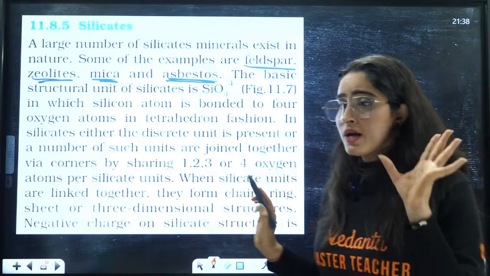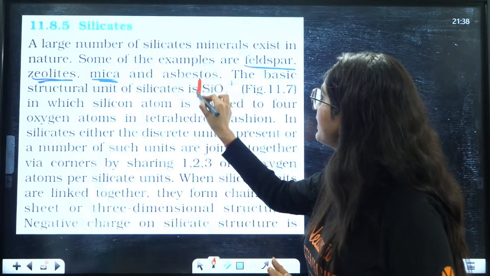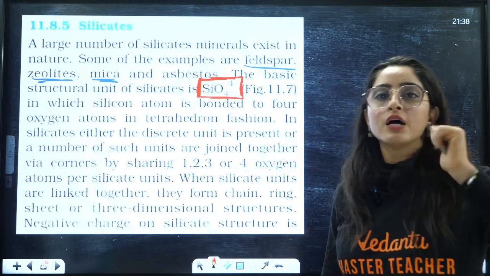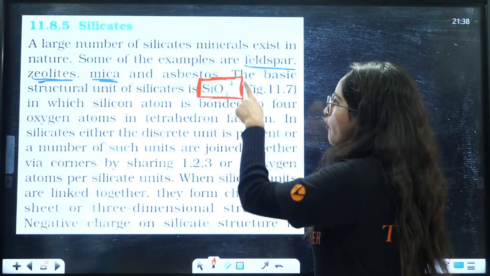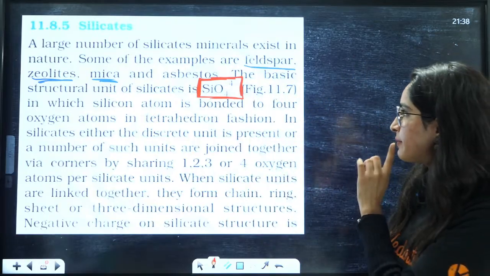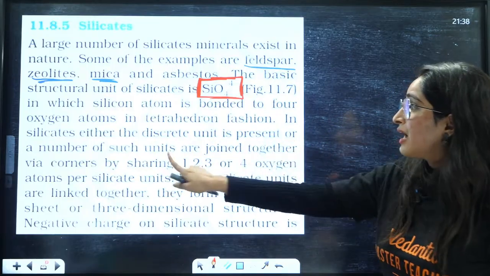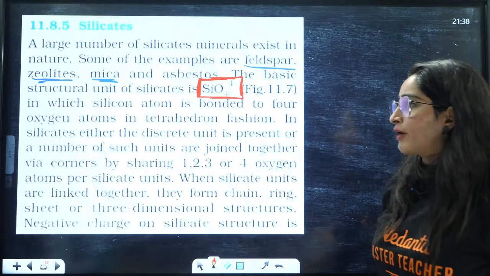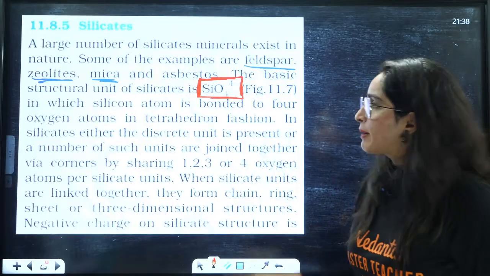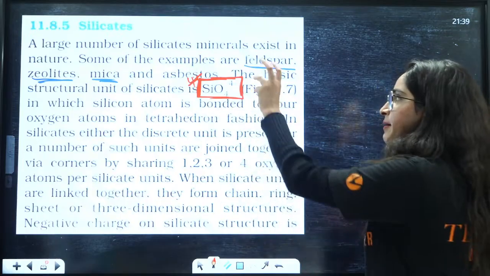This question also is being asked in NEET. What is the repeating basic unit of silicates? That is SiO4 4-. This you have to remember. Silicon is bonded to 4 oxygen atoms in tetrahedral fashion. In silicates, either the discrete unit is present or a number of such units are joined together via corners by sharing 1, 2, 3. You don't have to remember the structure here. Just remember the basic unit is SiO4 4-.